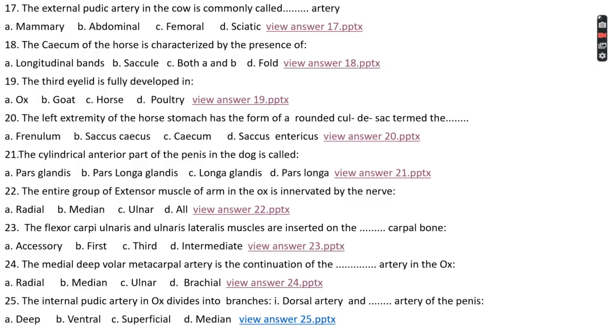Question number 25. The internal pudic artery in ox divides into two branches, that is dorsal artery and dash artery of the penis. Option A deep, option B ventral, option C superficial, option D median. The right answer is option A, that is deep.